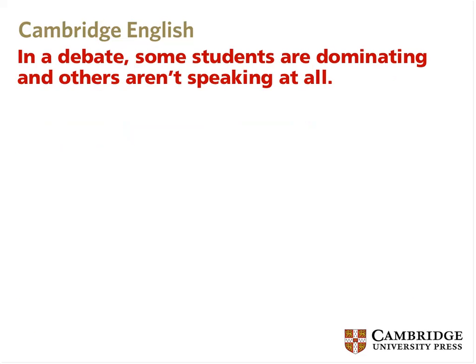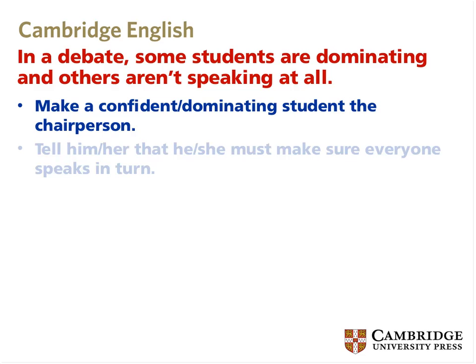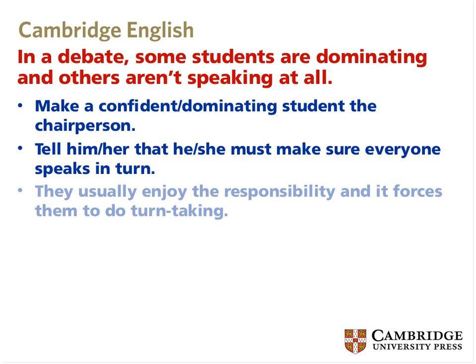And finally, in a debate, some students tend to dominate and others aren't speaking at all. This often happens, particularly in a more formal debate. One way to get around that is make a confident or dominating student, we all know who they are, the chairperson. I find that if you can tell him or her that he or she must make sure everyone speaks in turn, they usually enjoy the responsibility and it really forces them to do turn taking. So in a strange way, by making them in charge of the conversation, it makes them speak less and allows other people to speak more.